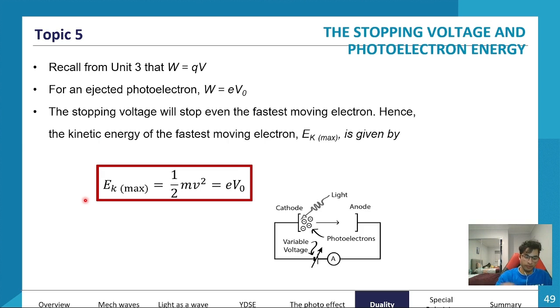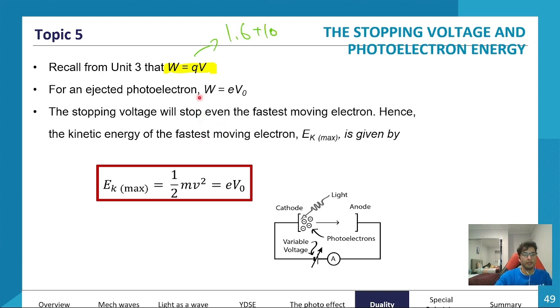And so this is how we can calculate how much energy the electron has. From unit 3, we know that work is equal to Q times V, where Q is your charge and V is your voltage. In this case, since the reverse potential is creating current in the opposite direction, the charge is equal to the charge of an electron. So this e would be 1.6 times 10 to the negative 19.